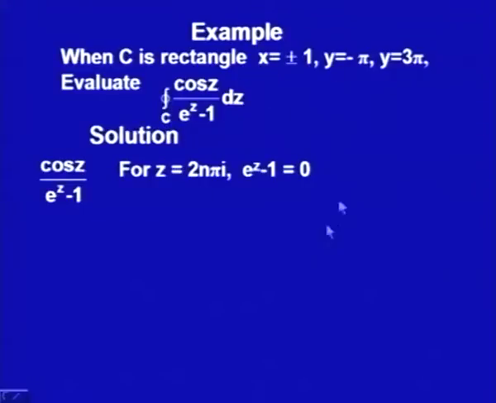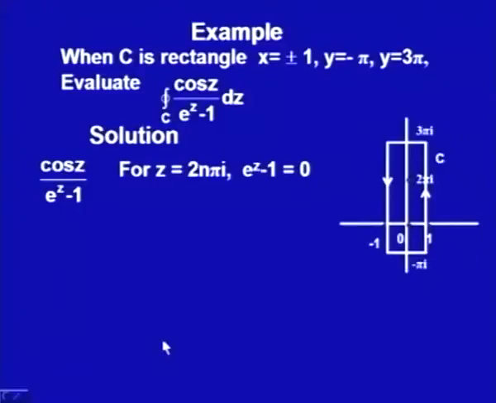Now, let us first examine this contour. We are having this contour which is a rectangle given as x is equal to plus or minus 1, that is, this line is x is equal to plus 1, this line is x is equal to minus 1.